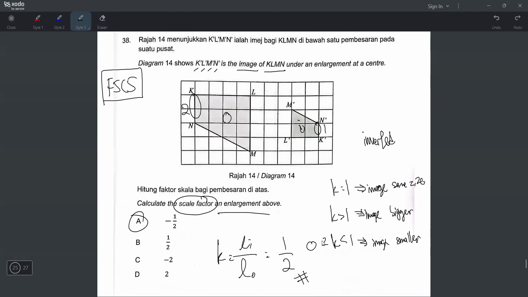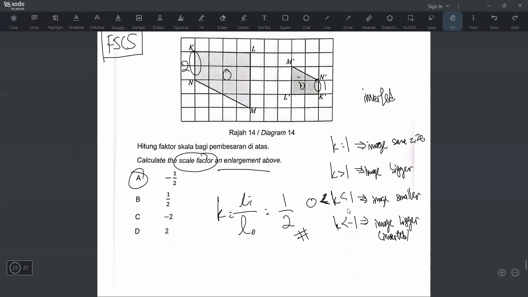Now, what if your K is smaller than -1? Your image actually gets bigger. But the image will be inverted. And also the center of enlargement will be in the middle, meaning that the object and image will be at the opposite side from the center.